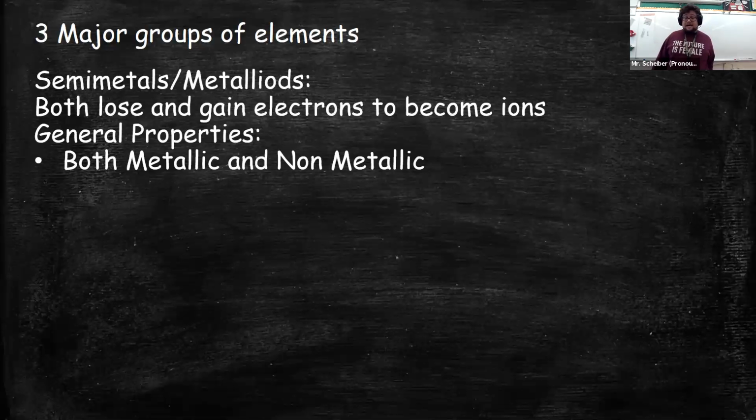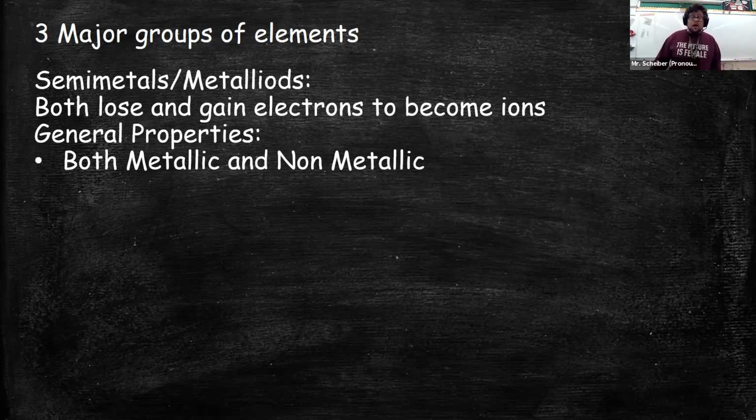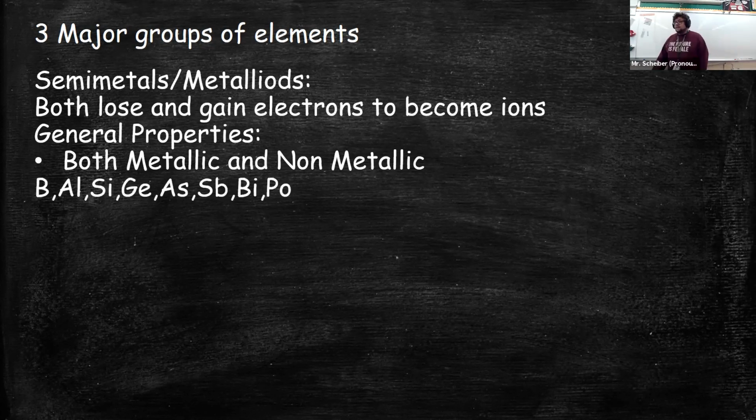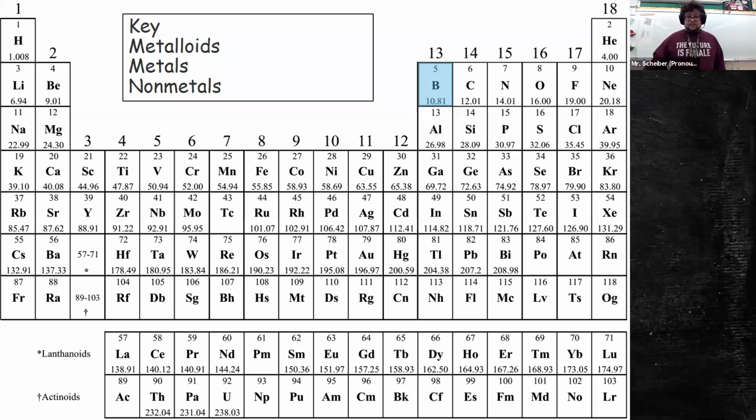For example, silicon is a semiconductor of electricity. And because of that property, we make all of our computer chips out of silicon. Now, another thing for you to memorize. You do have to memorize all of the metalloids, the semimetals, okay? And the reason we memorize them is because they form what is called the staircase. So here is the staircase on your periodic table.